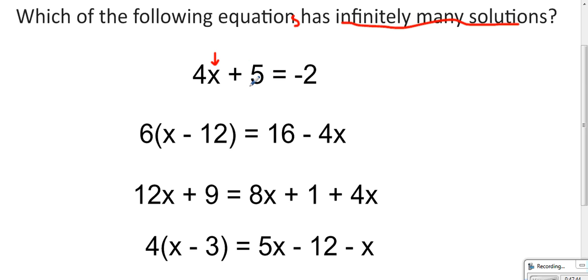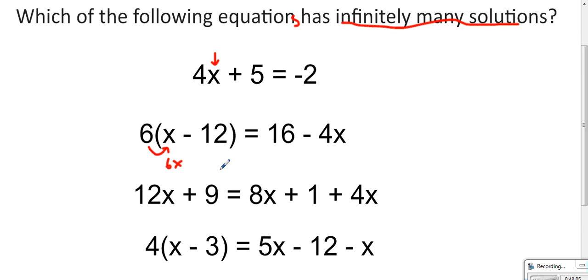So you could solve this. You can minus 5, divide by 4 at the end. It is one solution. Let me try this one. This becomes 6x. Right there, I know that this can't be infinitely many solutions. After just doing that, all right.